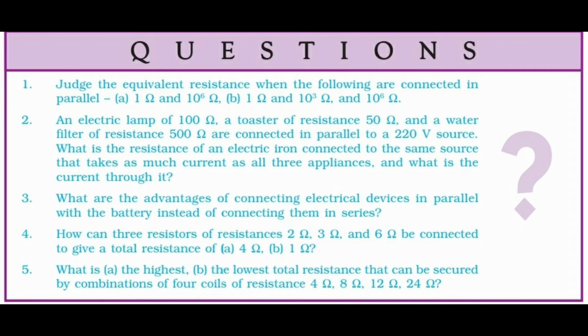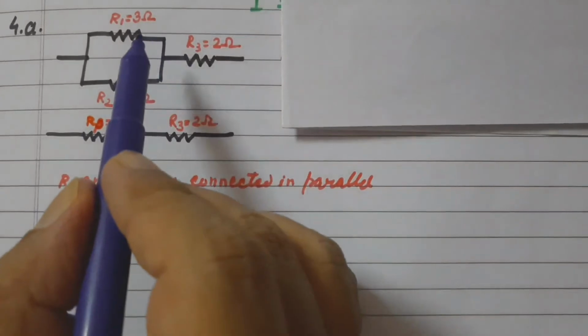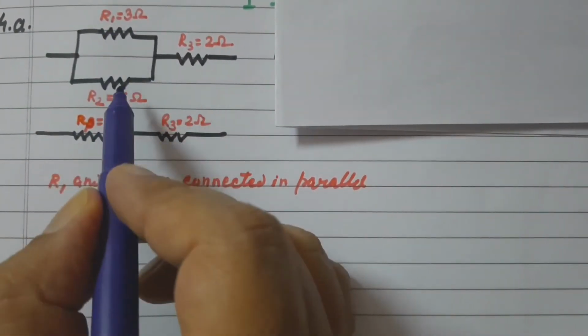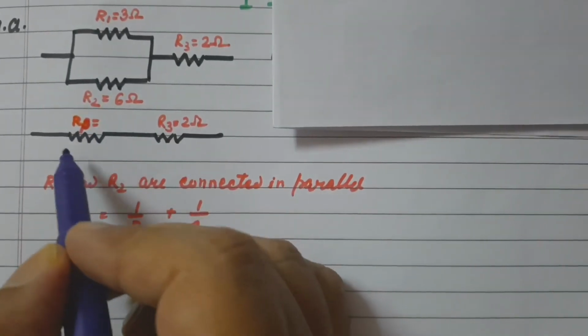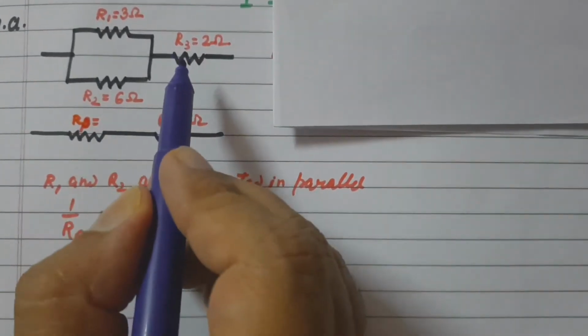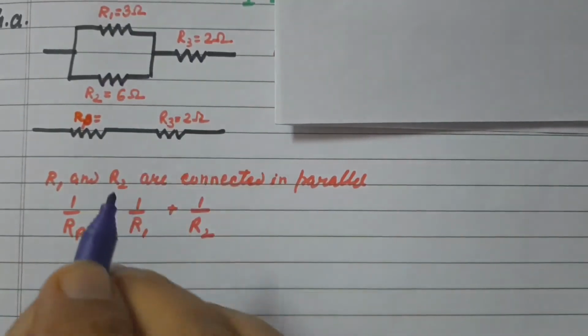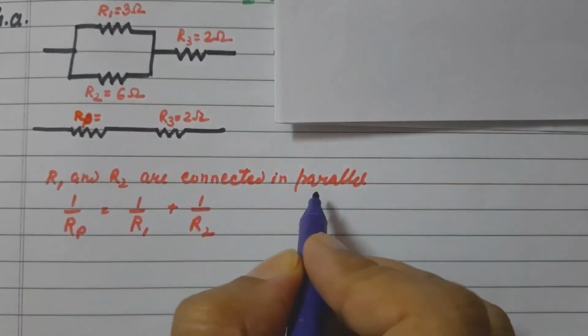Question 4. How can three resistors of resistances 2 ohm, 3 ohm and 6 ohm be connected to give a total resistance of A part 4 ohm? First of all, we will connect R1 3 ohm, R2 6 ohm in parallel. We have to calculate Rp, then we will fill value here. And next R3 will be in series with that combination. R1 and R2 are connected in parallel combination.